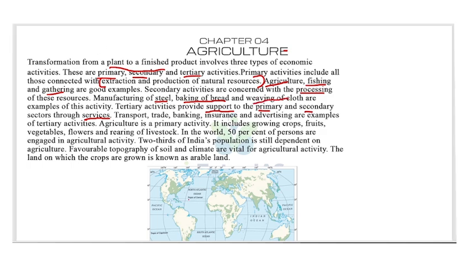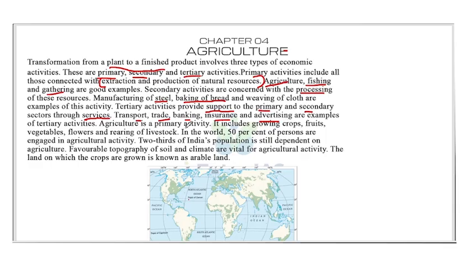Now what are tertiary activities? They mainly include services. They provide support to the primary and secondary sectors. Examples are transport, trade, banking, insurance and advertising. So these are the examples of tertiary activities.